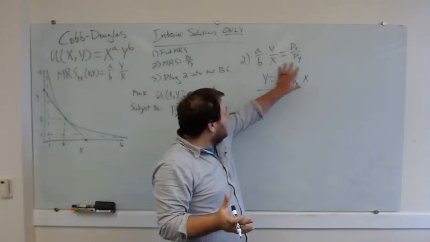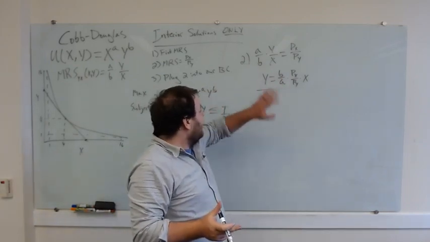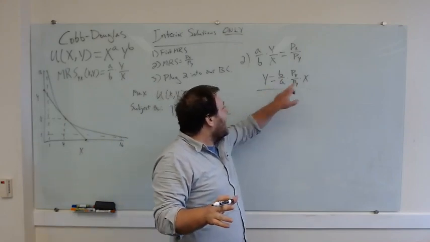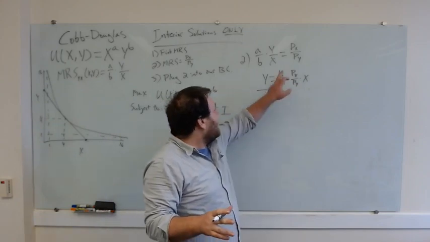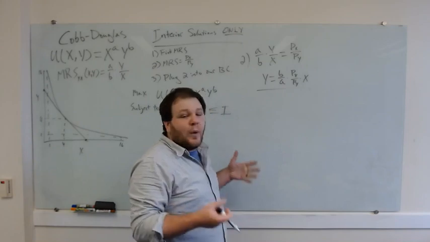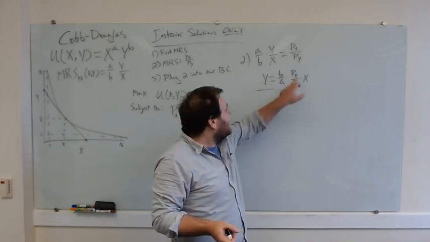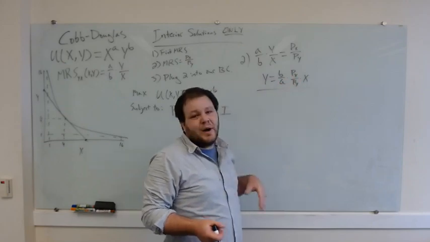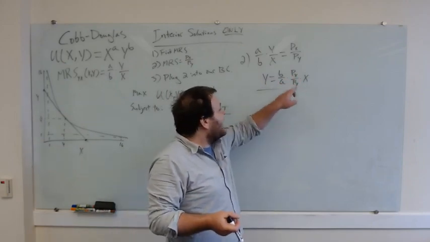Now we know the ratio of X to Y, right? And again, let's take a moment to make sure this makes sense. We're saying that I'm going to have more Y relative to X if I care more about Y relative to X, makes sense. And I'm going to have more Y relative to X if the price of X is high and the price of Y is low, right? If Y is cheaper and better, I'm gonna get more of it.